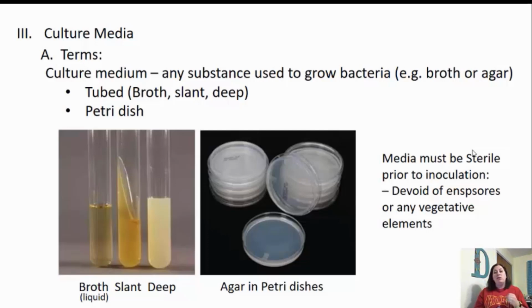Now, whether we're doing a tubed type of media or a petri dish, we want to make sure that the media is sterile prior to its inoculation. We want to make sure that there are no endospores present and also no vegetative elements. Okay, something's not already growing in it. So we want to make sure that it's sterilized before we pour it into these containers. This ensures that whatever we culture on it is what we really want to grow, and that it wasn't contaminated before you inoculated it.